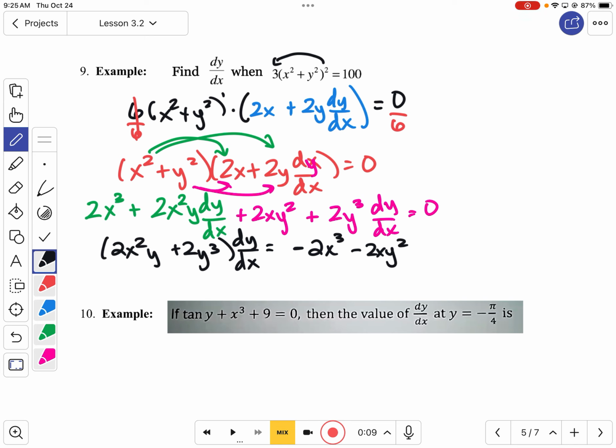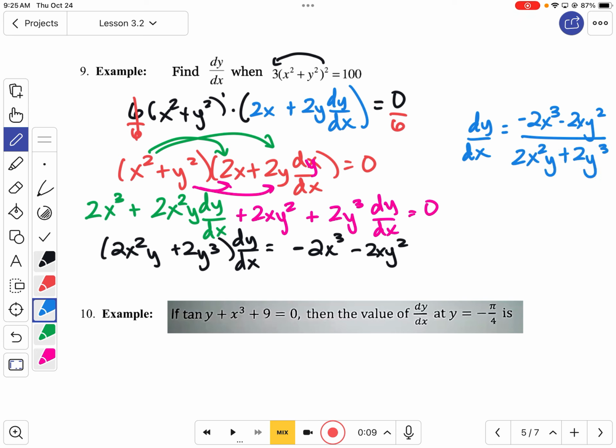It's really not that bad. It's FOIL. I move all the things that don't have a dy/dx, I collect those that do, and I factor. And so we land on, and I'm going to put this over here because I just ran out of space, dy/dx equals negative 2x cubed minus 2xy squared over 2x squared y plus 2y cubed.